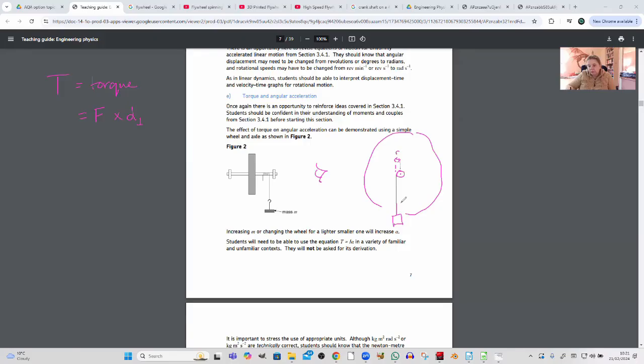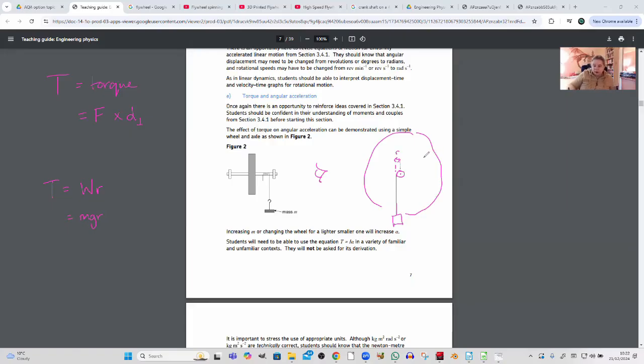And so our torque would be the weight of the mass, I suppose I should say. Let's do W times R, which of course is mgr. So that is going to be our torque, and that will cause this flywheel arrangement to turn.